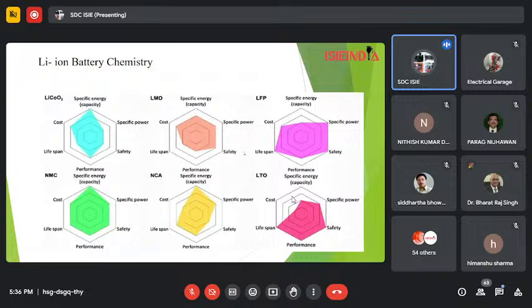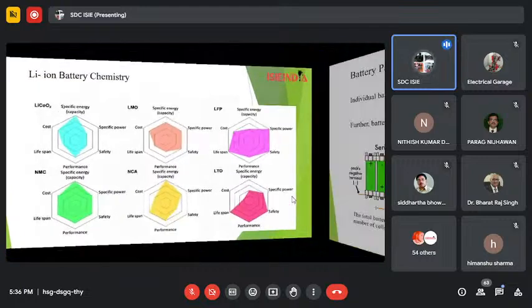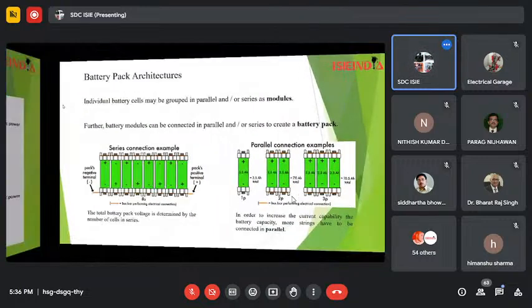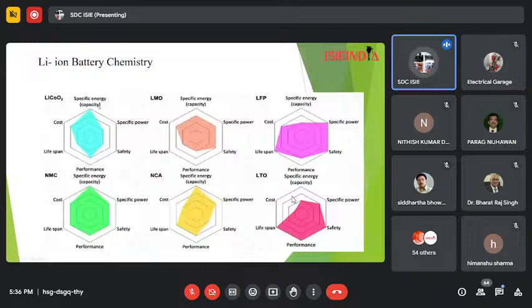So see, these are the different types of battery chemistry. Here we can see LiCoO2. Here we can see the specific energy, capacity, cost, lifespan, safety, and specific power. Here we will specially concentrate on LFP, lithium iron phosphate, because it is being used mostly inside the electric vehicle. So can you tell me what are the most important factors we should consider when we are trying to build the battery pack for the electric vehicle?